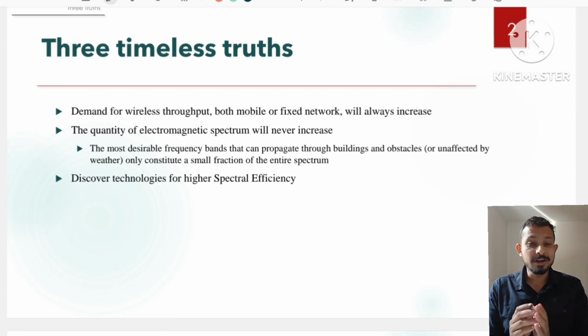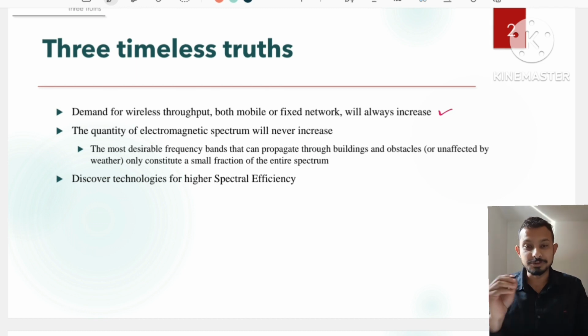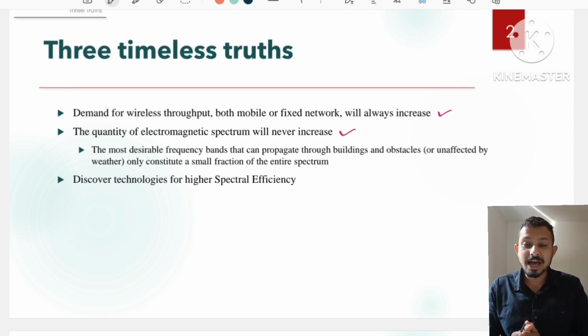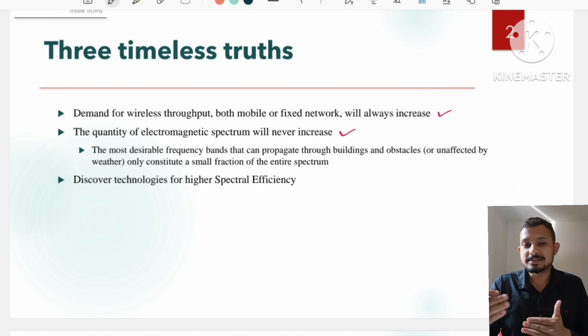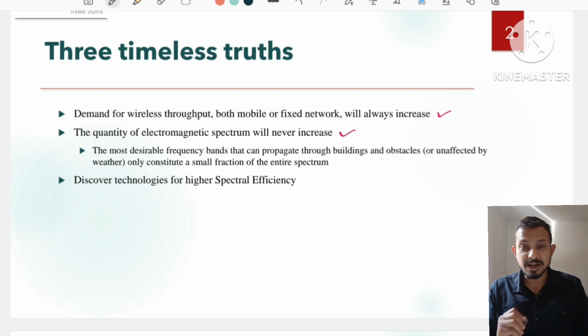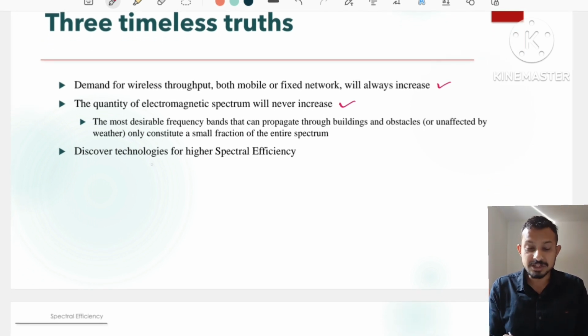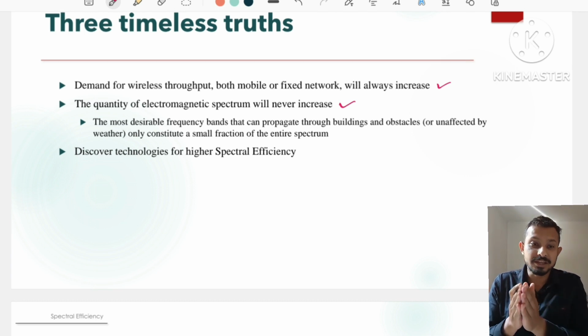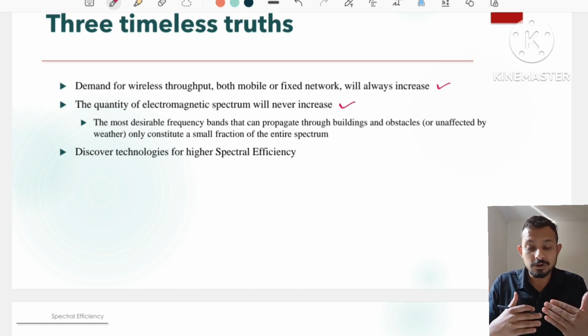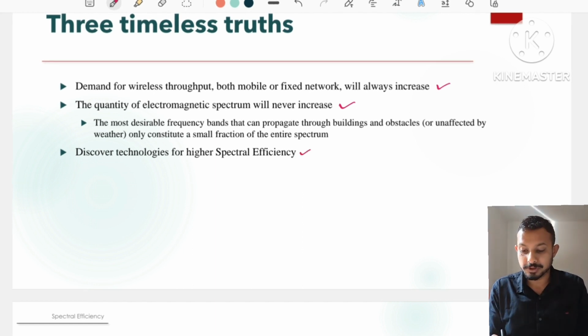So the first is the demand for wireless throughput, both mobile or fixed network, will always increase as the users are increasing and the requirements of the ground users is increasing. Second, the quantity of electromagnetic spectrum will never increase. That is, the most desirable frequency bands that can propagate through buildings and obstacles will only constitute a small fraction of the entire spectrum, such as sub 10 gigahertz bands. And communication theorists and engineers will always be pressurized to invest or to discover breakthrough technologies to increase the spectral efficiency of the network.